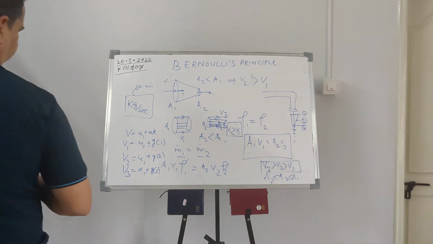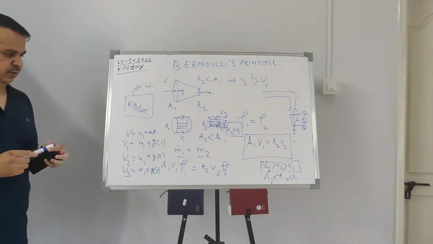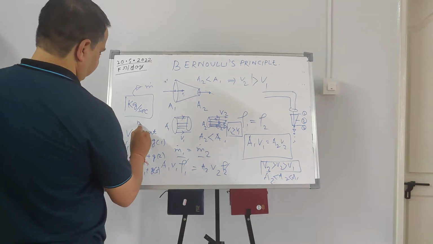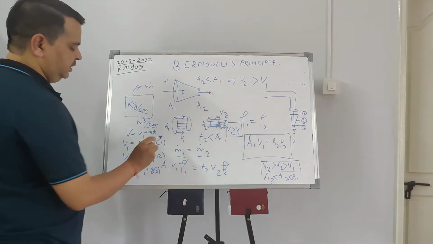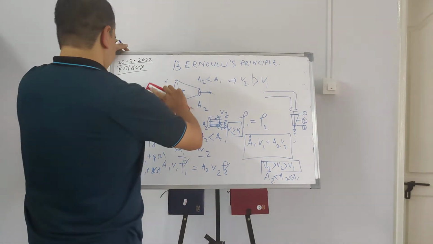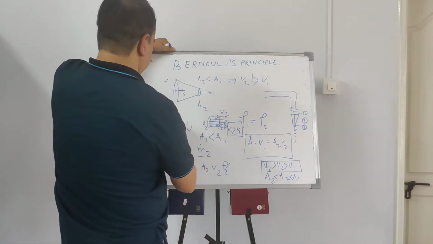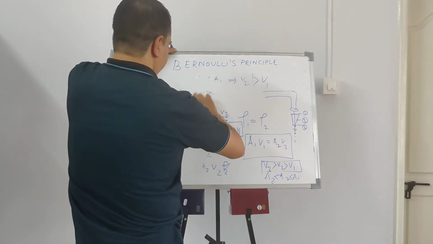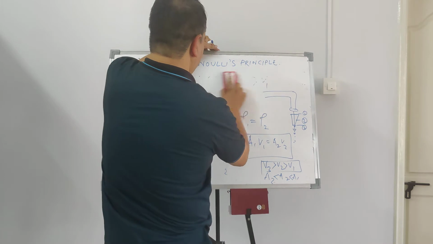So the mass flow rate here is kg per second, whereas A1 V1 will be meter cube per second. A1 V1 is nothing but your volume flow rate. When you multiply it by density, it becomes mass flow rate. So with a recap of the equation of continuity, we can go to Bernoulli's principle.